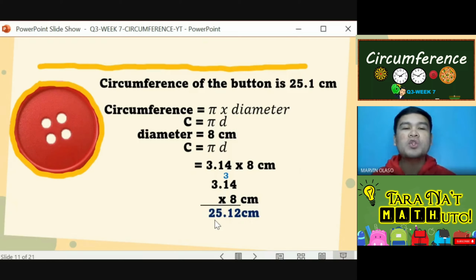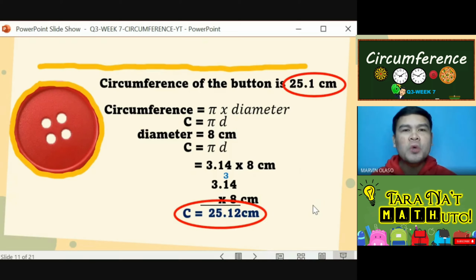So we have 25.12 centimeters, or 25 and 12 hundredths centimeters, as the circumference of the button. Now, your answers are different, sir, but look at this answer. If you round off this answer to the nearest tenths, we also have the same answer as 25 and 1/10 centimeters.